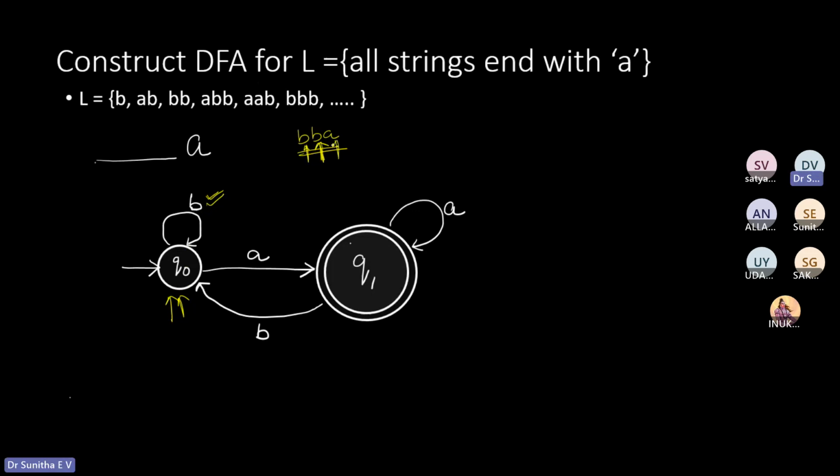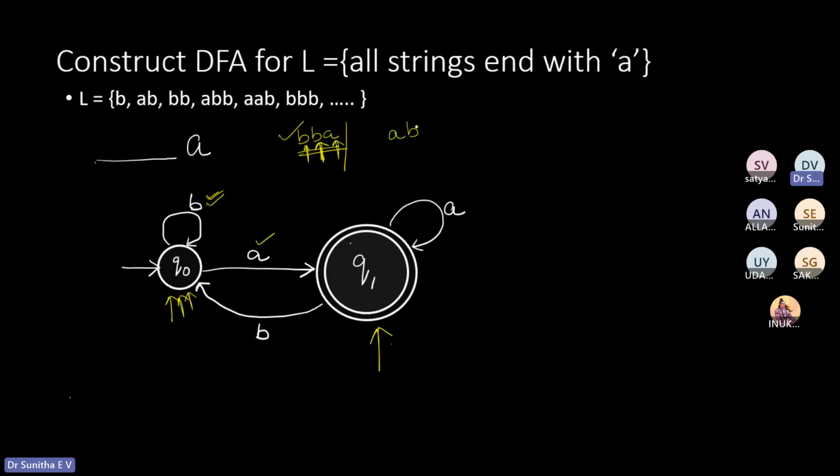Then read A. When we read A, this transition has to be taken. So we are in Q0. When we see A, it will take a transition to Q1. Okay, and our string is over. After reading the entire string, we have reached the state Q1, and Q1 is a final state. So this string BBA is accepted.